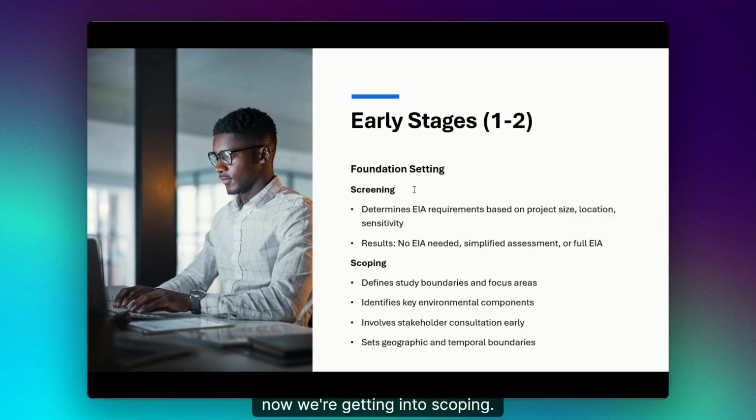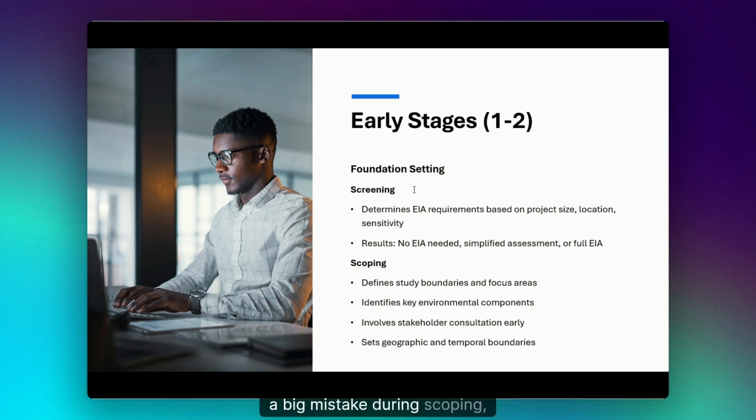Now we're getting into scoping, and this is where you can really set yourself up for success. Or the opposite. Scoping is like planning a road trip. You need to know where you're going, what route you'll take, and what you might encounter along the way. What's the biggest mistake I see? People thinking they can figure it out in isolation. Wrong. You need to talk with everyone. People in the community, environmental groups, regulators, technical experts, and anyone else you think may be impacted by the project.